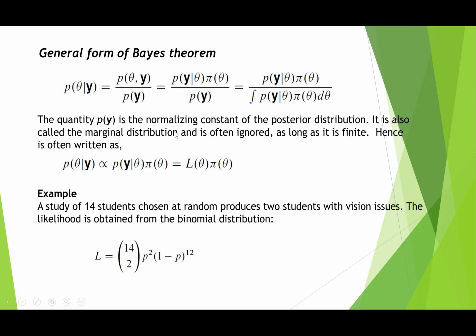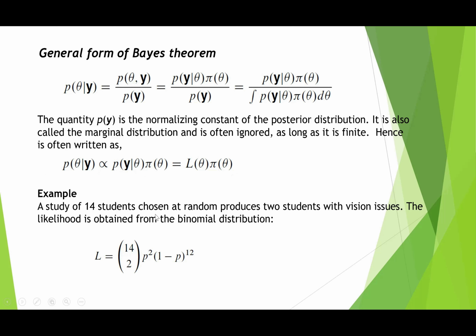The quantity p(y) is called the normalizing constant of the posterior distribution. It's also called the marginal distribution and is often ignored as long as it is finite. Hence, we can write the above equation as p(theta given y) proportional to p(y given theta) times pi(theta), where p(y given theta) is nothing but the likelihood, and pi(theta) is what we call the prior information or prior distribution we assume for theta. And when multiplied, it results in the posterior distribution of theta given the data, or y.